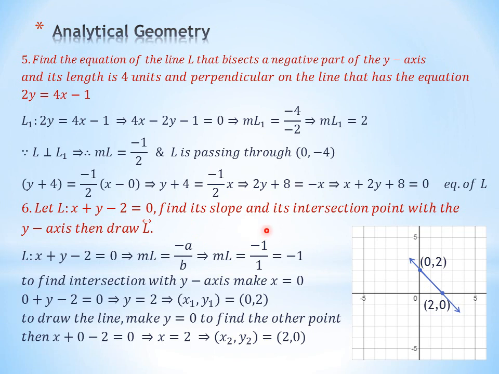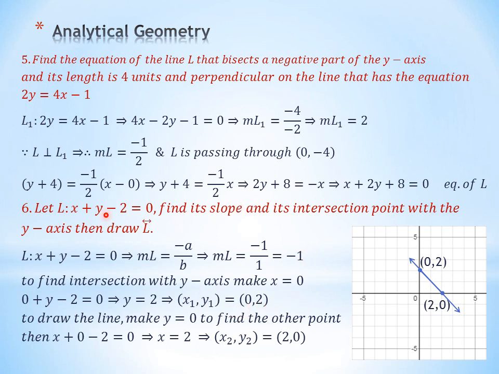Now find the slope and its intersection point with the y-axis. Then draw L. So how can I find the slope? It's very easy. ML is negative a over b. Here is the slope. Now I want to find the intersection with the y-axis, which means make x equal 0. So if x is 0, this is going to be 0 plus y minus 2 equals 0, and then y equals 2. So the point of intersection, x1, y1, is (0, 2).